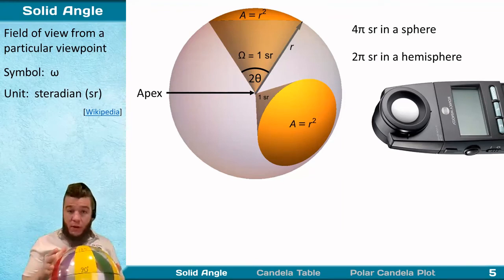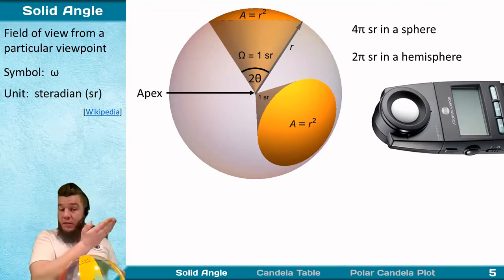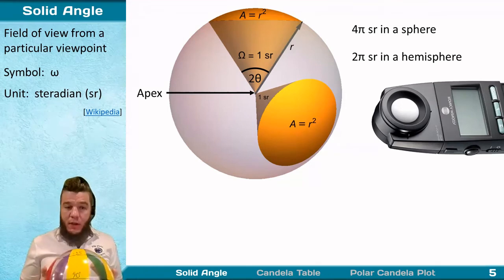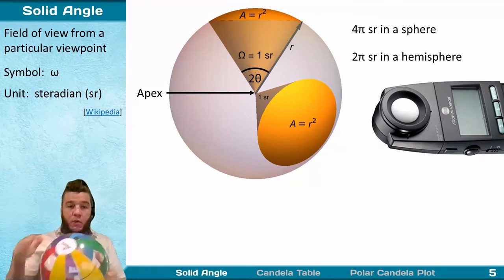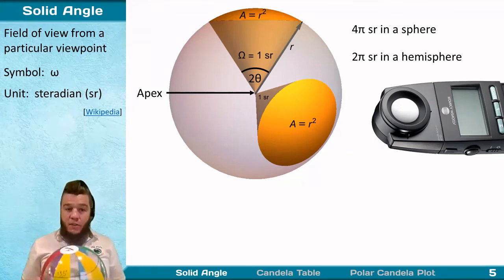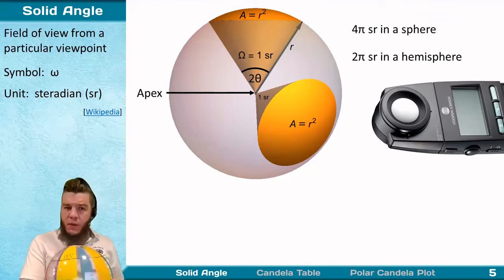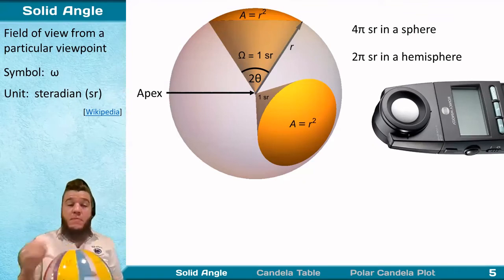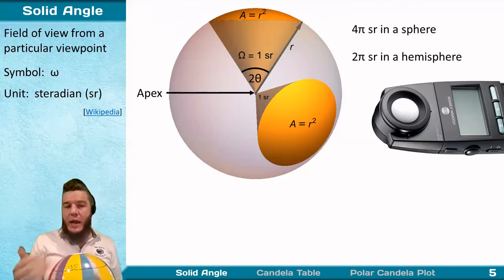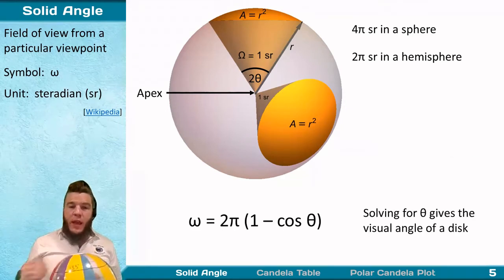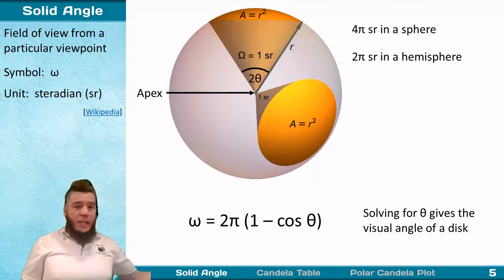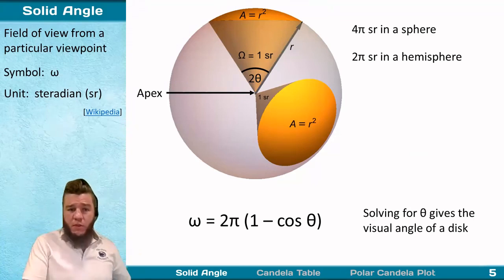In a hemisphere, for example, the sensor, the cosine sensor on an illuminance meter, in a hemisphere, you have just 2 pi steradians. So those are some useful rules of thumb and some shortcuts depending on what type of problem you're working on. Now, let's put this into an equation to make this a little more useful.